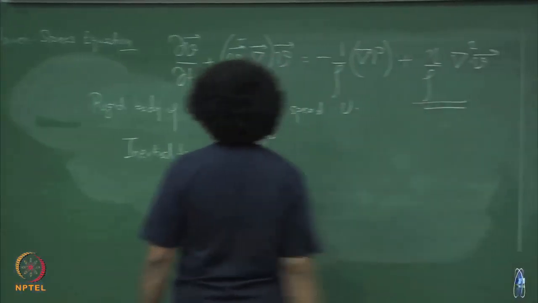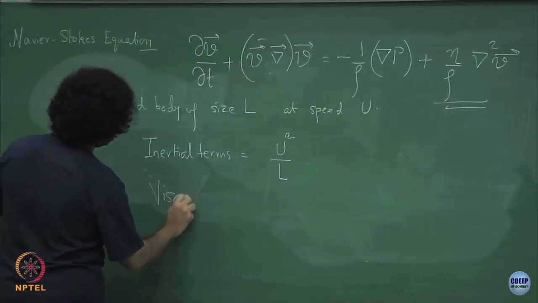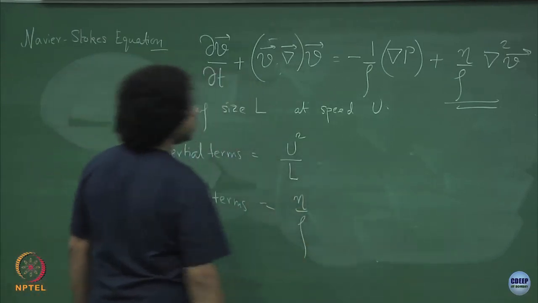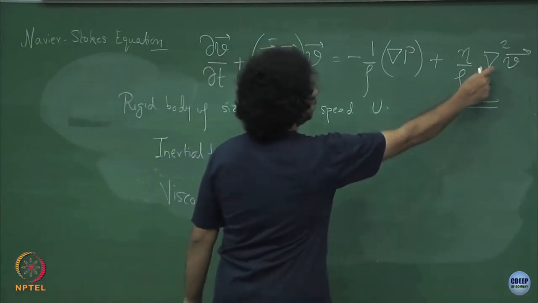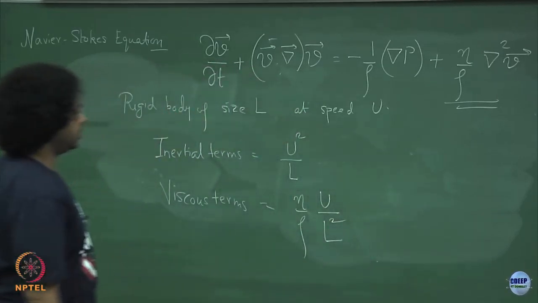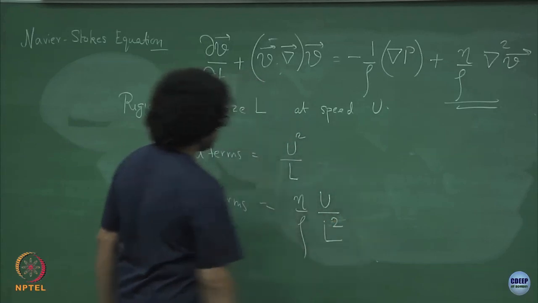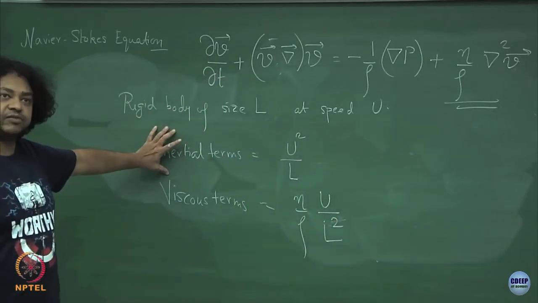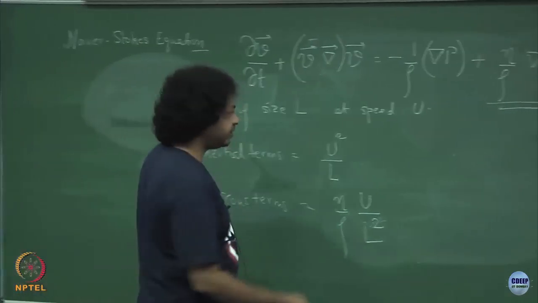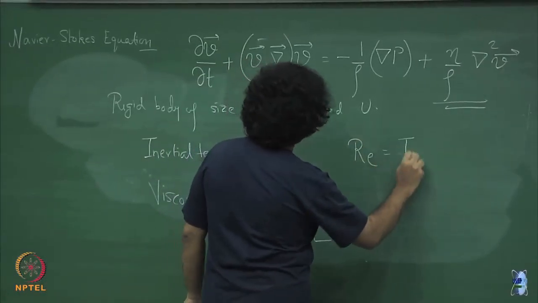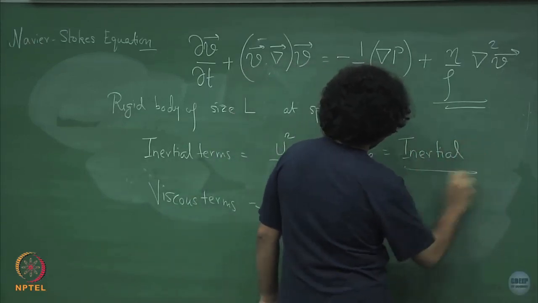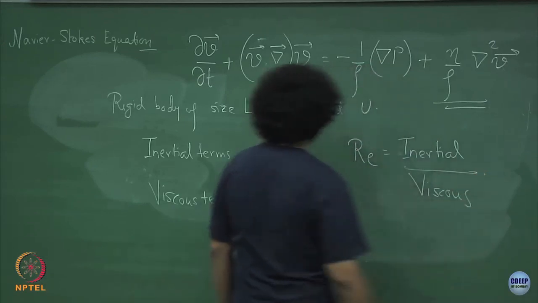The viscous terms are given over here. The strength of the viscous terms is eta by rho, with two derivatives with respect to space and one velocity, so one velocity and two derivatives: u over L square. So, this characterizes the strength of the inertial terms in this equation, and this characterizes the strength of the viscous terms. If you take the ratio of these, that gives me my Reynolds number, which characterizes how important the inertial terms are compared to the viscous terms.